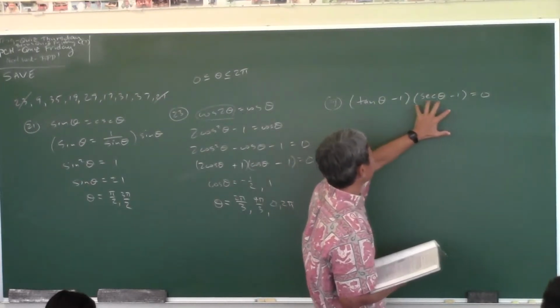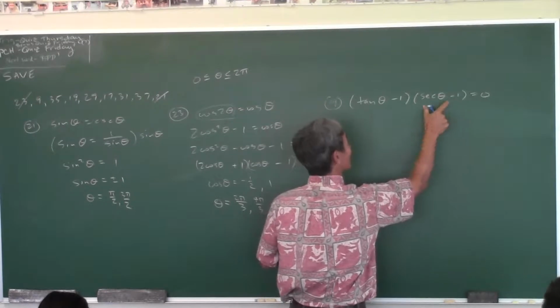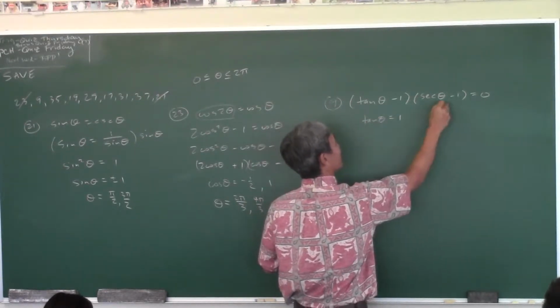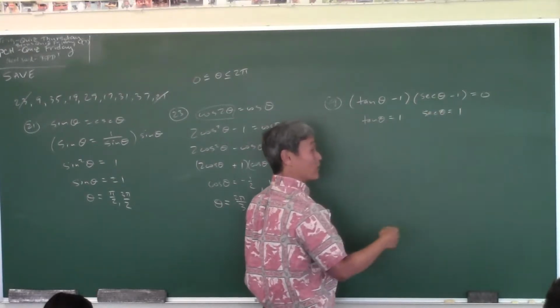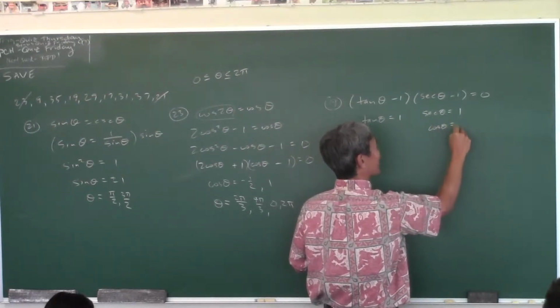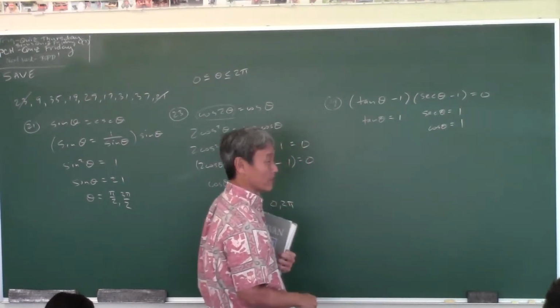If something times something equals 0, that means either this one is 0 or that one is 0. What makes this one 0? Tangent theta would have to be 1. And this one, secant theta, would have to be 1. And if you don't like secant, take the reciprocal of both sides. What's the reciprocal of 1? 1, right? You have 1 over 1, you flip it over, you still get 1 over 1.